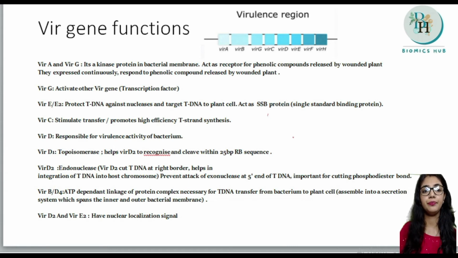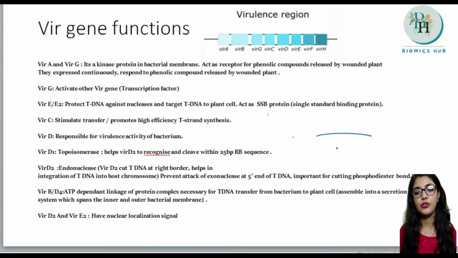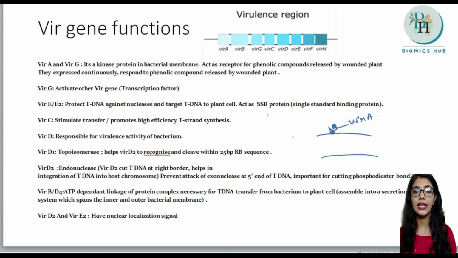Suppose this is a bacterial cell, and Vir A is present over here. Why is it present? To receive the phenolic compound which has been produced by the plants. This has been received by Vir A. As it is a sensor kinase, it has autophosphorylation activity, and the phosphorylation takes place at the histidine amino acid. And it has been activated now.